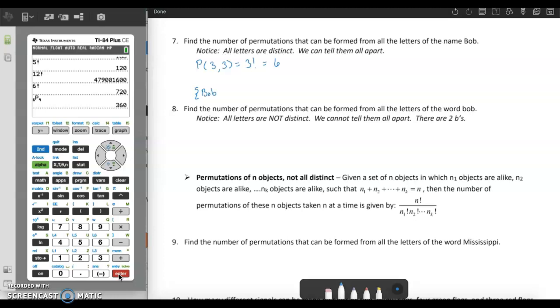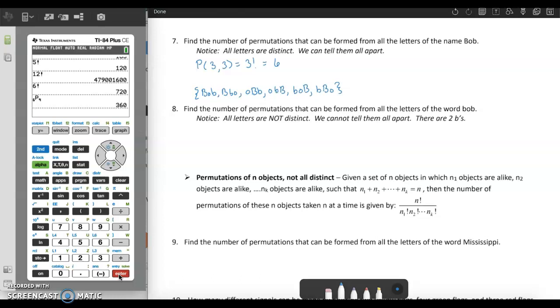And just to double check that, let's try writing them out. We know capital B, O, B is 1. Then we could do capital B first again and reverse the other letters. Then we could start with O and do the two different arrangements of the B's. And finally, we could start with the little b and arrange the other letters behind that. So there would be our 6 different arrangements.